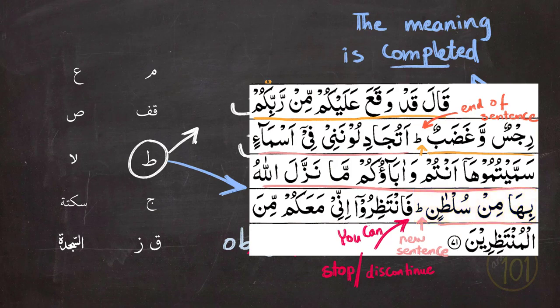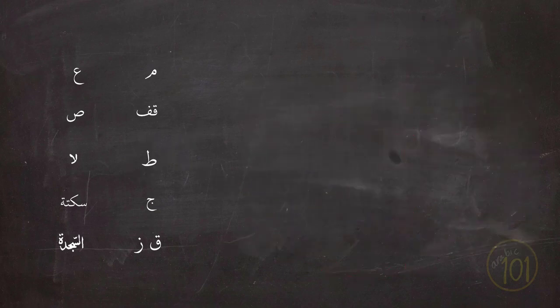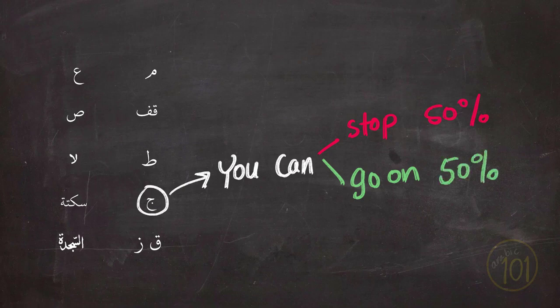So the ta is an absolute stop. Next is the sign of jim, and it is exact same in all publications of Mus'haf, and it is that you can stop or you can keep going. It is like 50% go, 50% stop. It is entirely up to you.